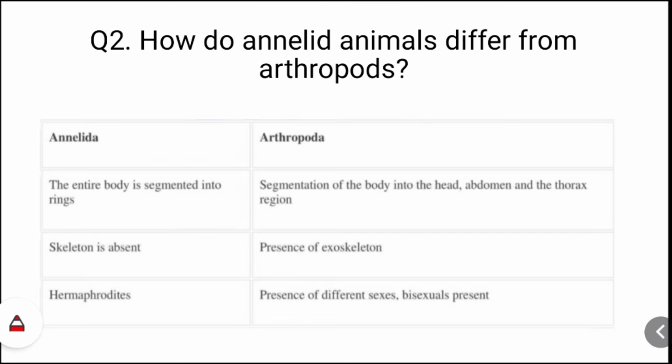Number 2, how do annelid animals differ from arthropods? Annelida and Arthropoda. Number 1, the entire body is segmented into rings; here, segmentation of the body into the head, abdomen and the thorax region. Number 2, skeleton is absent; the presence of exoskeleton. Number 3, hermaphrodites, or they say presence of different sexes, bisexual present.